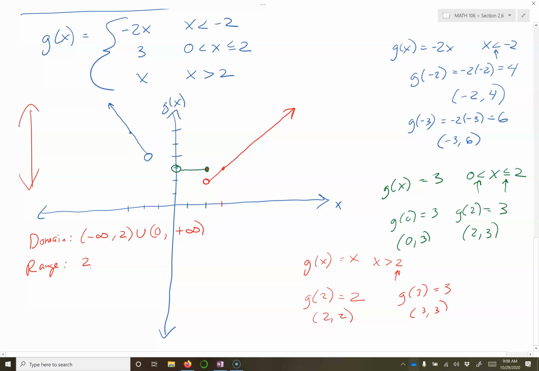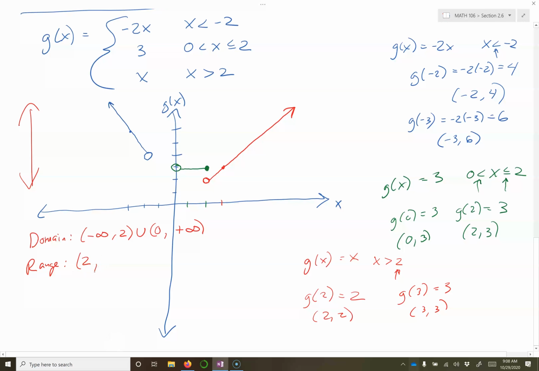And is it a bracket or a parenthesis? It's a parenthesis, right? Because it doesn't exist. So it's everything from 2. And do we have to exclude anything? Or does it go right to positive infinity? Just, if you look at right here, you see that all these values exist? So you go right to positive infinity.